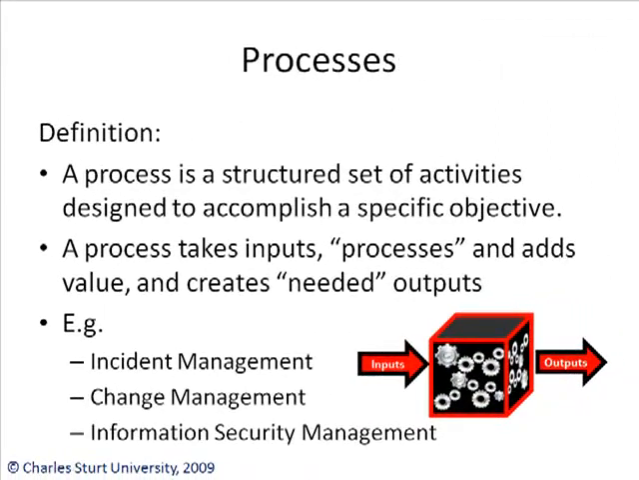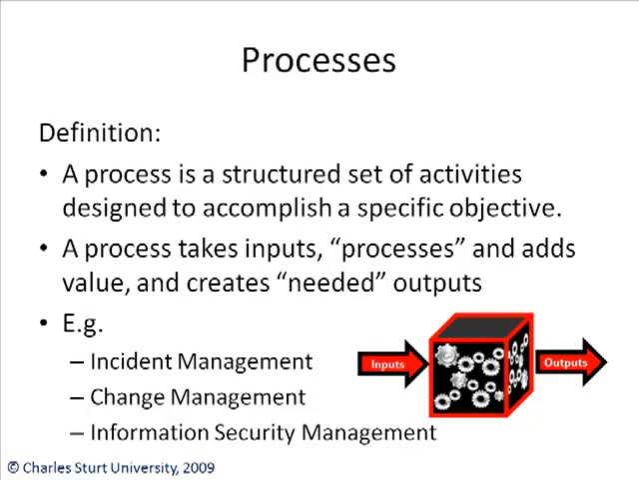So if a function is a team or group of people and the tools they use to carry out one or more processes or activities, then what's a process? The definition says, a process is a structured set of activities designed to accomplish a specific objective. So it's the stuff you do to achieve something.